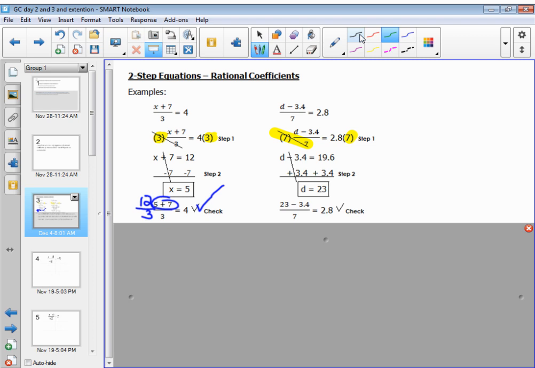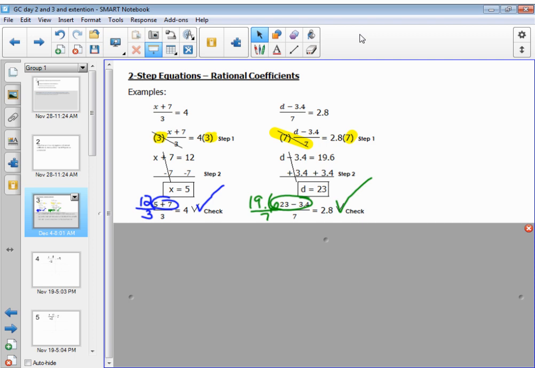Decimals are still solved the same way, so I'm going to use my inverse operations. I'm subtracting 3.4, so the inverse tells me I need to add 3.4 to both sides. When I do this, I'm left with d is equal to 23. Again, go back and make sure you plug your answer into your original equation. If I look, 23 minus 3.4 is equal to 19.6. And 19.6 divided by 7 is equal to 2.8. So our answers are correct, and our work shows that.